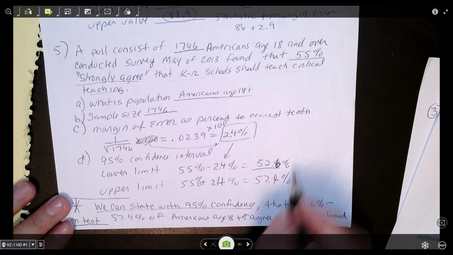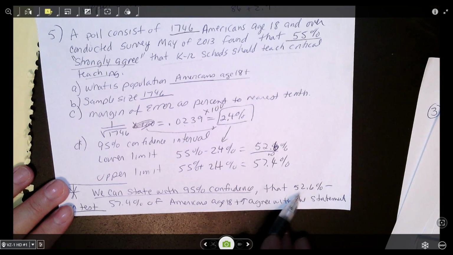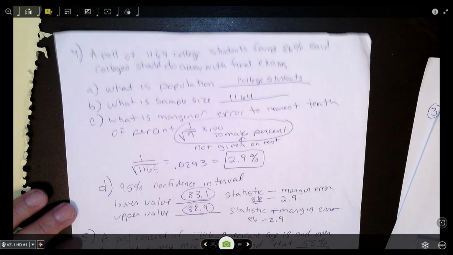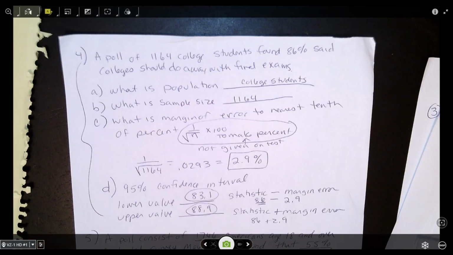Okay, so now we know our interval. Now we can write our sentence. We can state or be 95% confident that, now put in your interval, 52.6% to 57.4% of Americans, who were they, age 18 and over, agree with the statement. Okay. I will show number 4 just so you can get the answers to do yourself a check, because we are going to be out of time here.